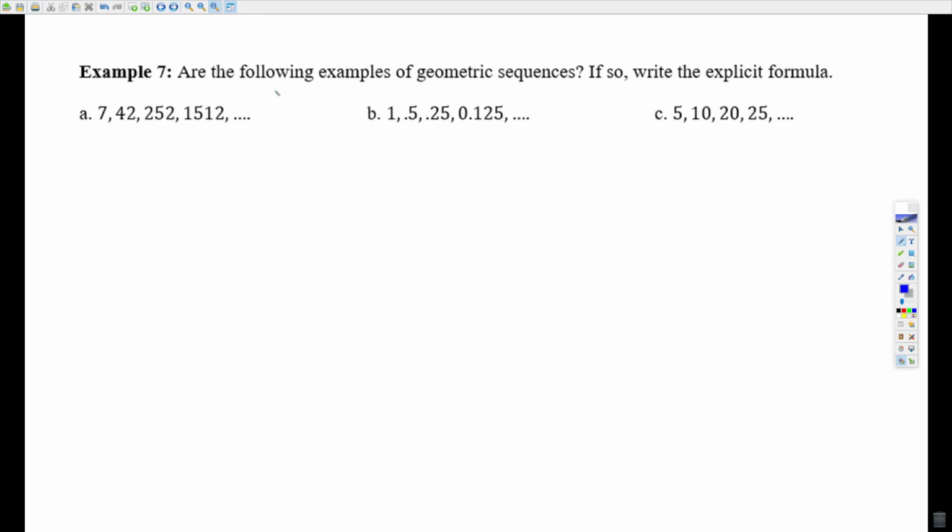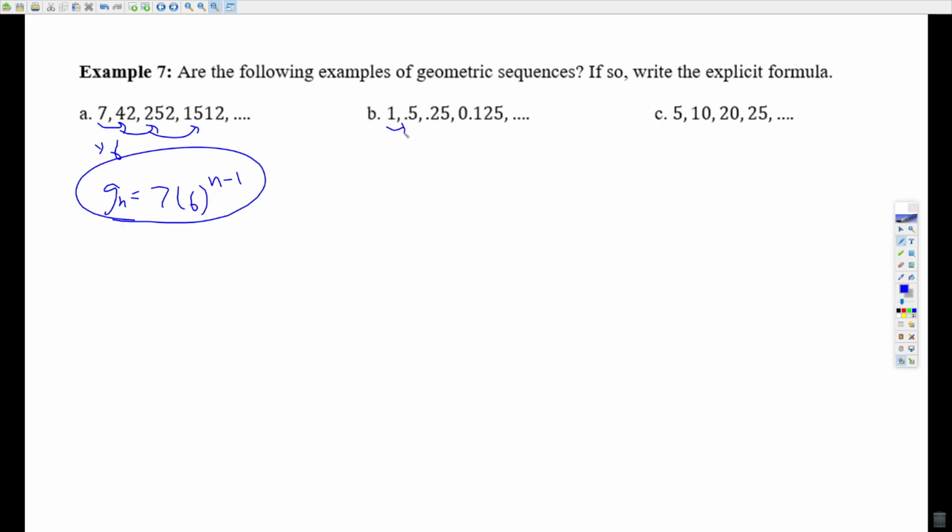Example 7. The question is, are the following examples of geometric sequences? If so, write the explicit formula. So you're going to check and see if you can actually multiply one thing to the next to get each term there. And if I check those quickly, we should be multiplying by 6 every single time. So just see if 42 times 6 is 252. And the last one, I think they all work. So we'll say g sub n equals our first term times our constant ratio, which is 6, and then to the n minus 1. And that's your formula.